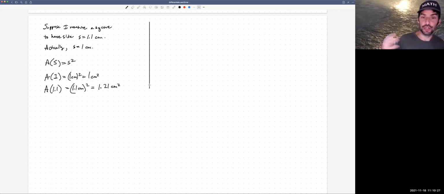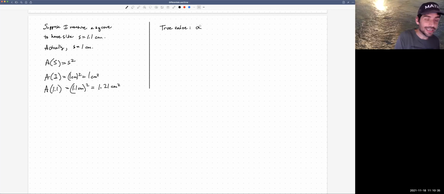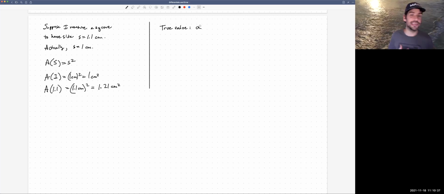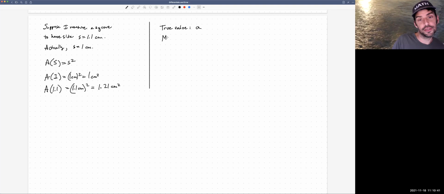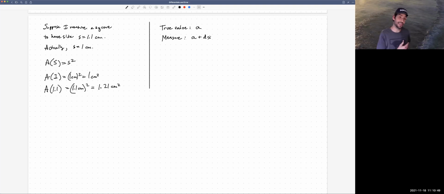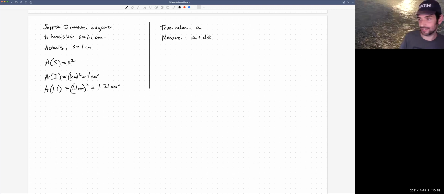So if we're going to measure something, right, whatever it is we're measuring has some true value. I'm going to call the true value A, right? In the case of this example, the true value was 1 centimeter. But when we measure it, we might get something a little bit different. I'll call that A plus dx, right? So in my case, I measured it to be 1.1, the dx was 1/10 of a centimeter, right?